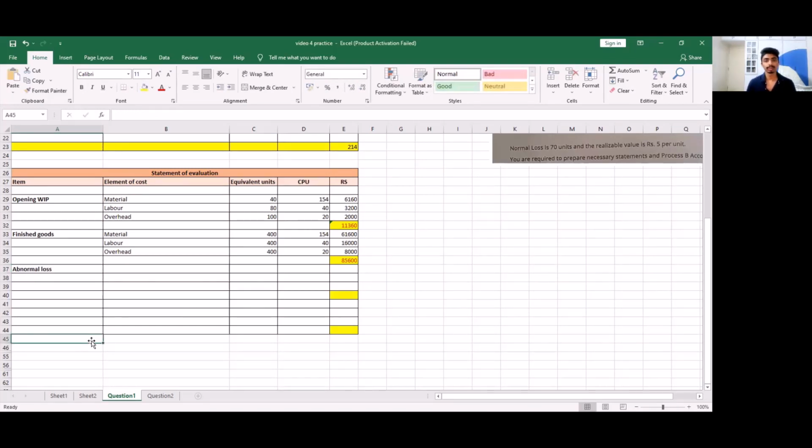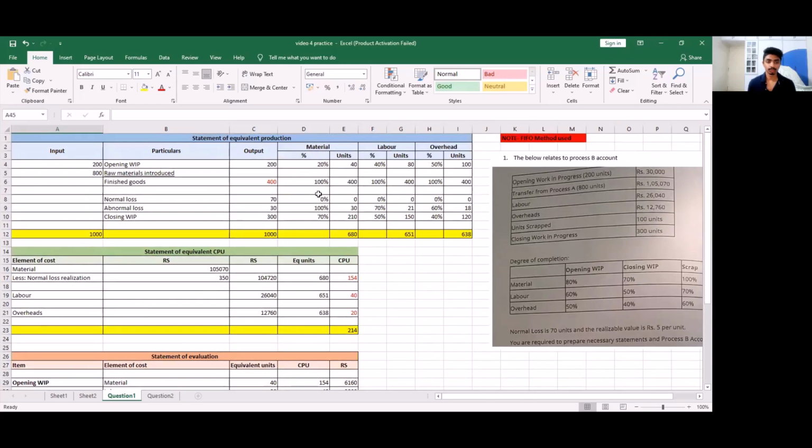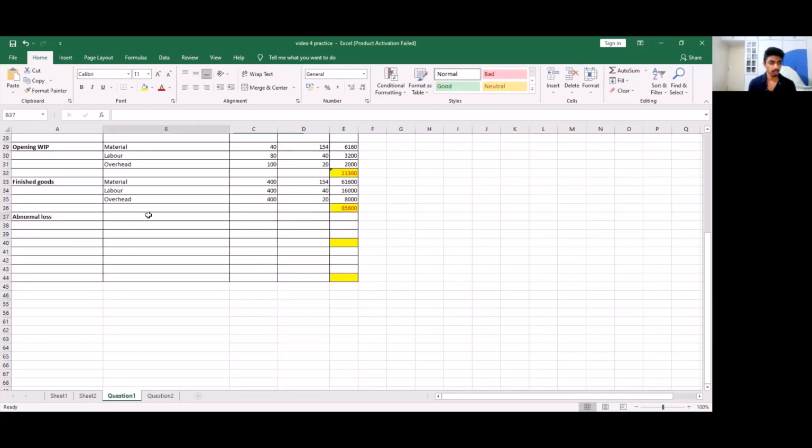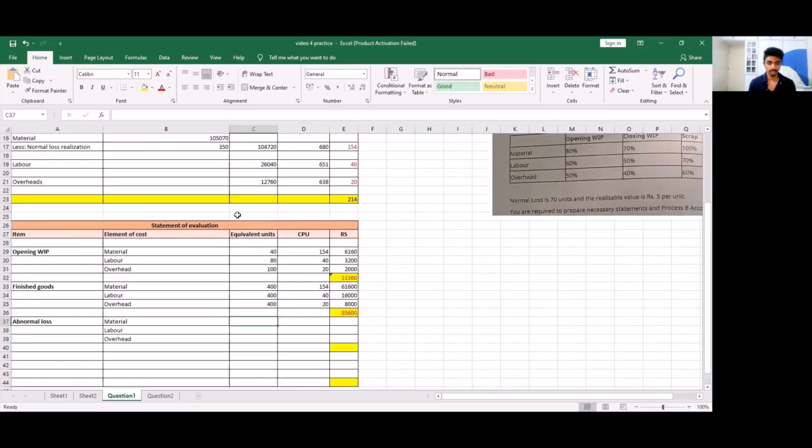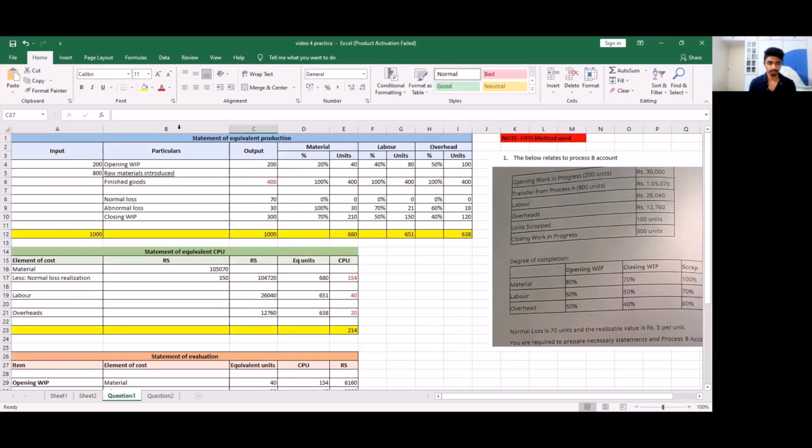Next, we have our abnormal loss. And we need to know that in the statement of evaluation, we don't account for normal loss because normal loss equivalent units are 0. So in abnormal loss, again, we have the three parts of the processes: material, labor, and overhead. The units we are going to find from our first account.